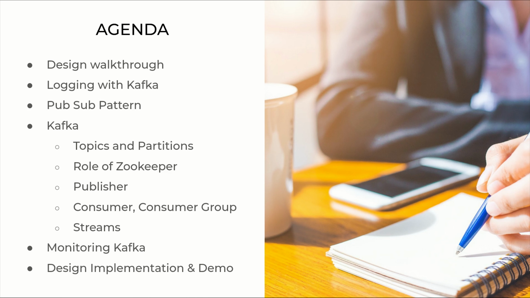So according to the agenda, we will first walk through the design related to this video and how to log messages directly onto Kafka, and let's talk about the pub-sub pattern, and then a detailed discussion about Kafka internal capabilities since it is a real implementation of a pub-sub pattern. We'll talk about topics and partitions, the role of Zookeeper, publisher, consumer and consumer group, and finally a little bit about streams. And then we will talk about factors to be considered when we are going to monitor Kafka in a production environment. And finally, I will walk through a practical demo of this design with a code walkthrough at the end of this video.